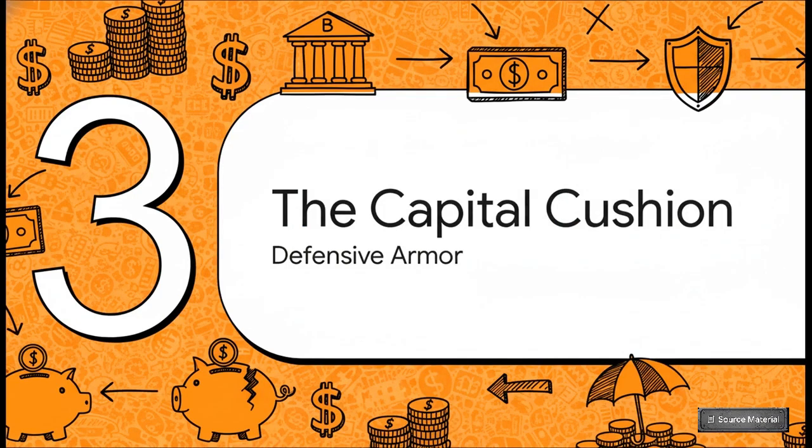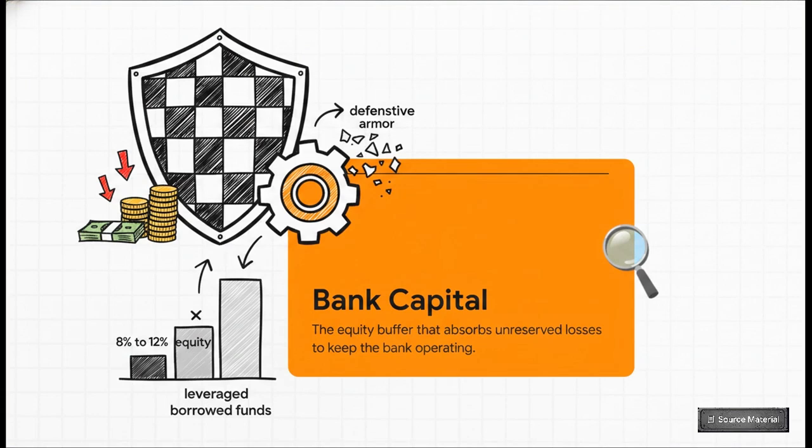Okay, part 3, the capital cushion. So if a bank is lending out all of this money, what exactly happens when borrowers just don't pay it back? To protect this lending engine from a total catastrophic collapse, the bank needs defensive armor. And we call this bank capital. It's basically an equity buffer designed specifically to absorb unexpected losses so the bank doesn't immediately go bankrupt.